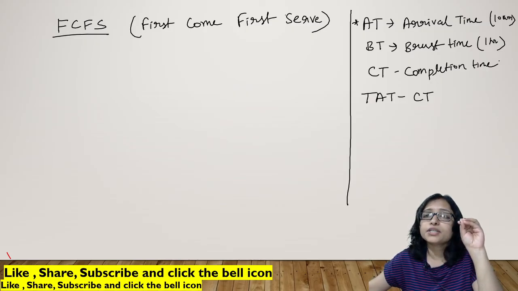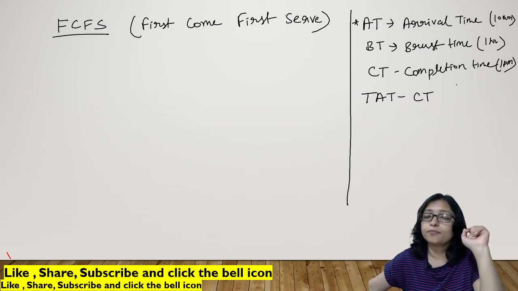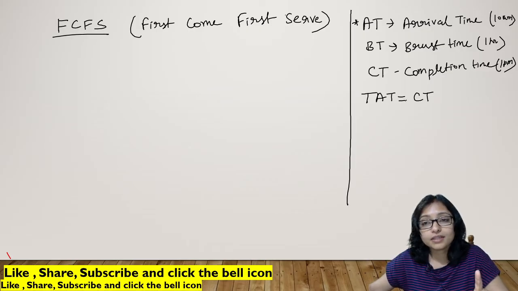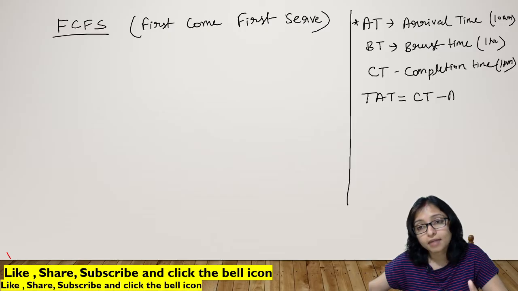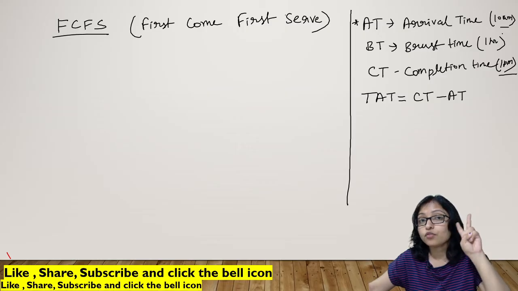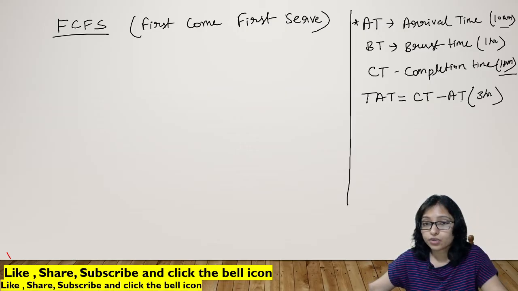But your completion time is maybe 1 p.m. So what will be the turnaround time? Turnaround time will be completion time minus arrival time. You completed your task at 1 p.m. and you arrived at 10 a.m. So 10, 11, 12, 1: 3 hours is your turnaround time.